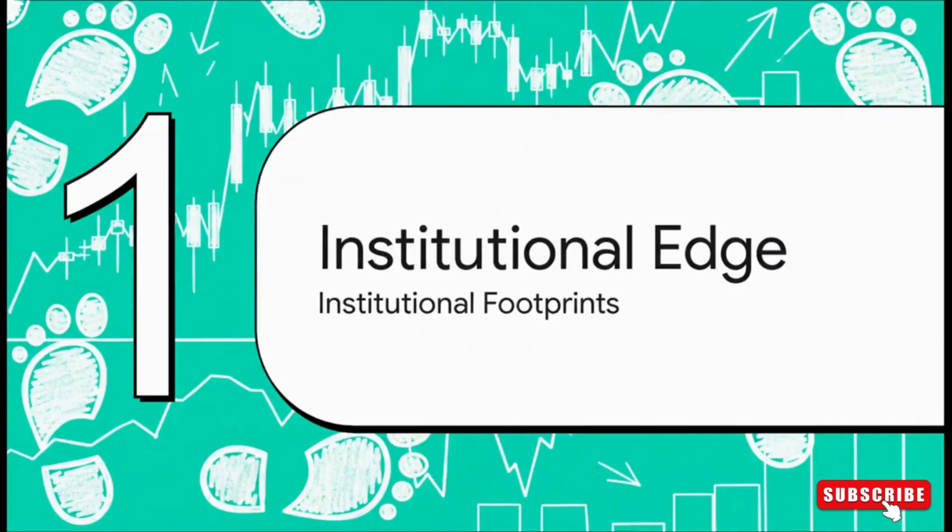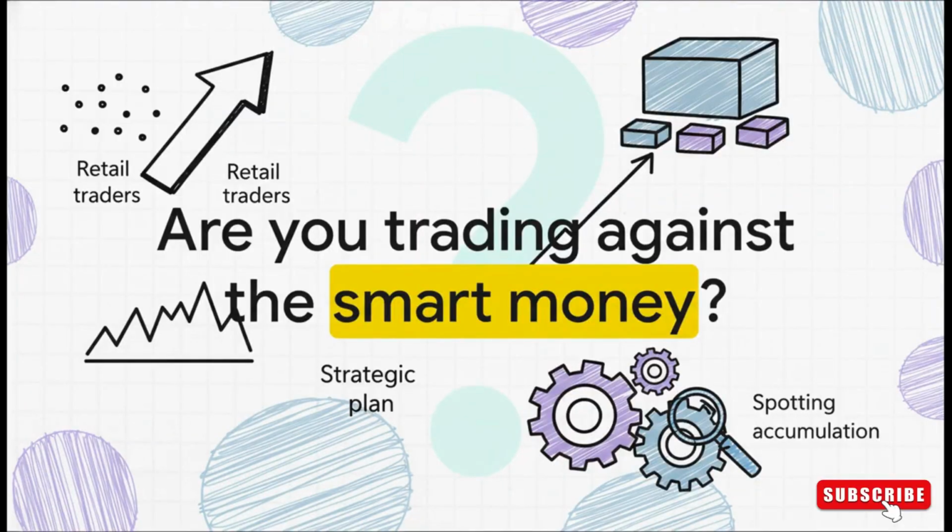Okay, let's kick things off with the most important idea of the day, the institutional edge. This is all about changing your entire mindset, moving away from basic retail chart patterns and learning how to spot the actual footprints of the giants. So let me just ask you this. Do you ever feel like you're trading against the smart money? Because the truth is, most retail traders are. They're all looking at the same old charts, the same indicators, and they have no idea they're on the completely wrong side of a massive institutional order.